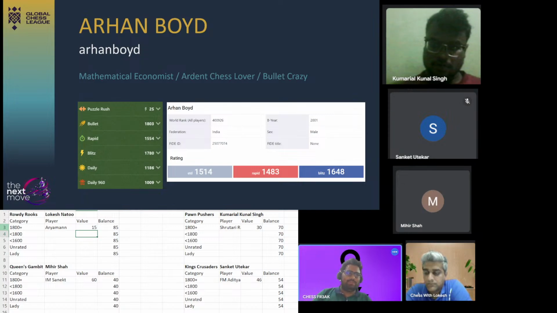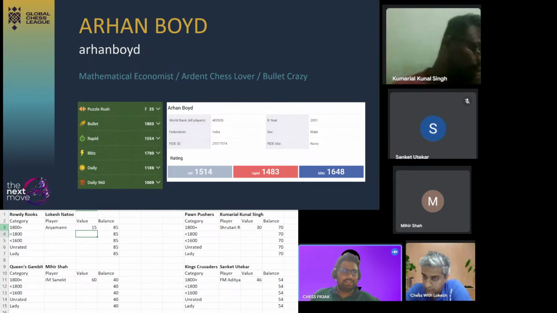So it's between the three players now: Kumaril Kunal Singh, Sanket, and Lokesh. 26 points, Aaron Boyd, going to the Kings Crusaders at the moment. Do we see more bids? Moving at 26 once to Kings Crusaders, Aaron Boyd. Do we see any bids? Kumaril, Lokesh. 26 going twice to Kings Crusaders, Aaron Boyd. Do I see any bids? Kumaril Kunal Singh, Chess with Lokesh, Rowdy Rooks, Pawn Pushers, and I don't see any bids at the moment.